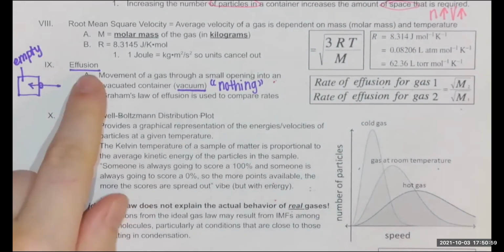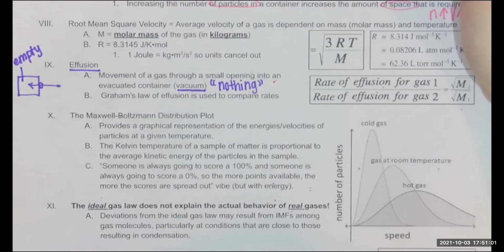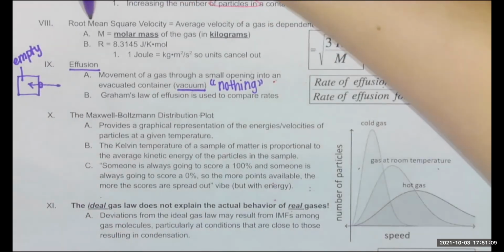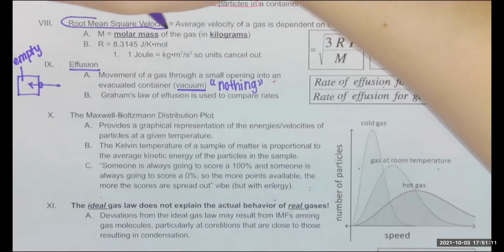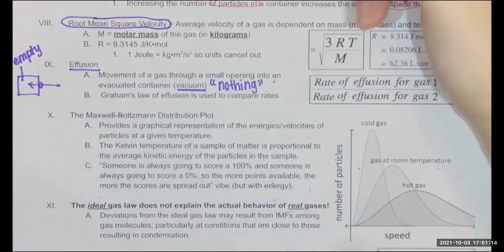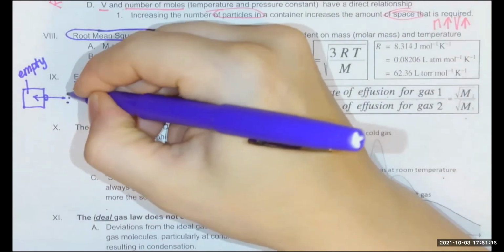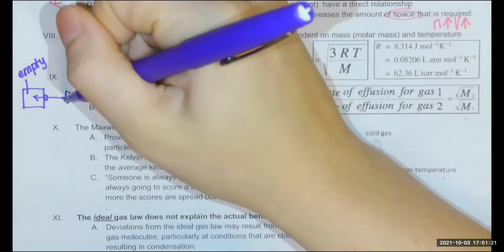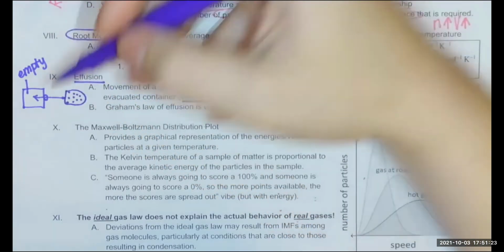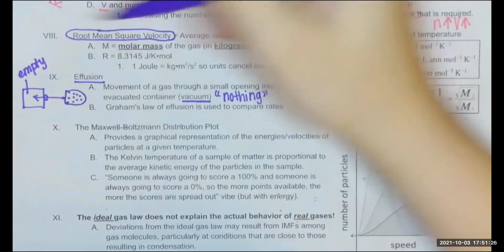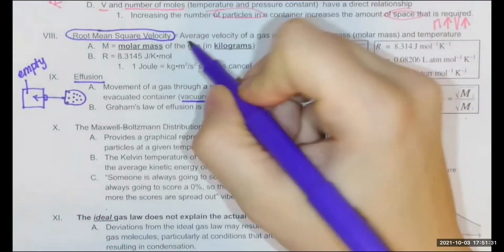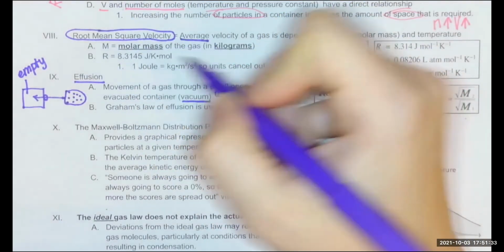So effusion is the movement of gas going through. And what we're going to do to measure the speed here is measure it in this thing called the root mean square velocity. It's not like we're measuring the individual particle speeds. We're measuring the speeds as a whole as they go through. So root mean squared velocity: mean is average.